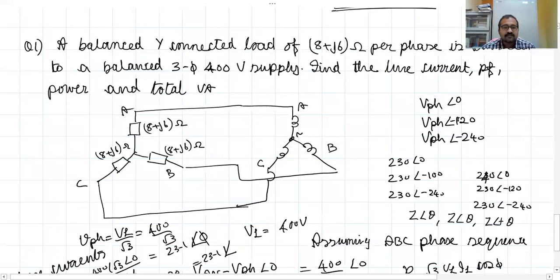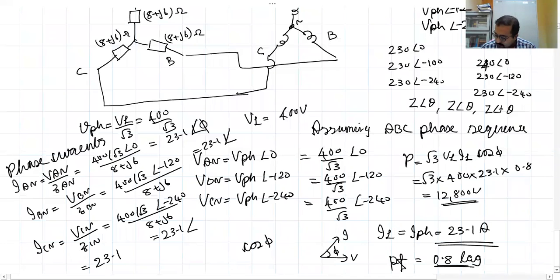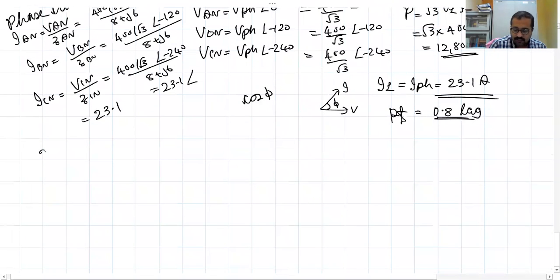What next? We are asked to find the total volt ampere. How will you find the total volt ampere? Root 3 VL IL, is it not? Just substitute. VL value we know, IL value we found. That will be around 16,000 volt ampere.